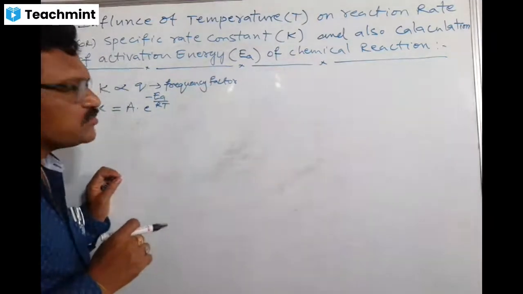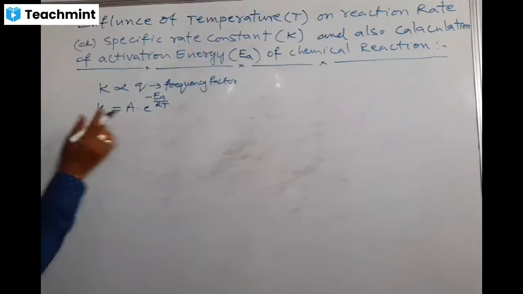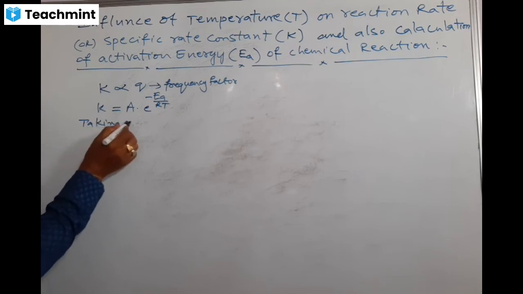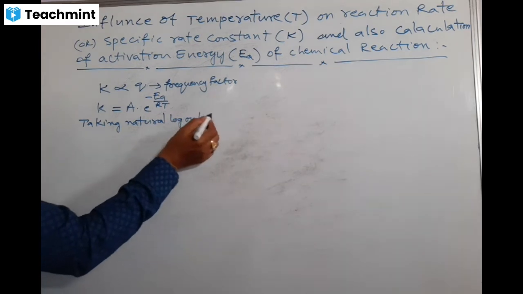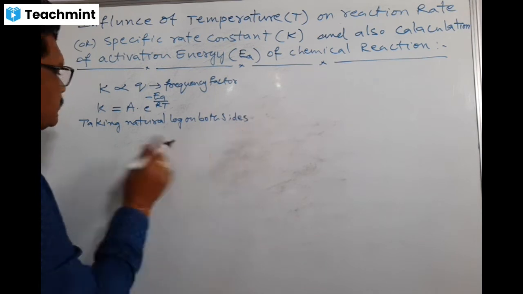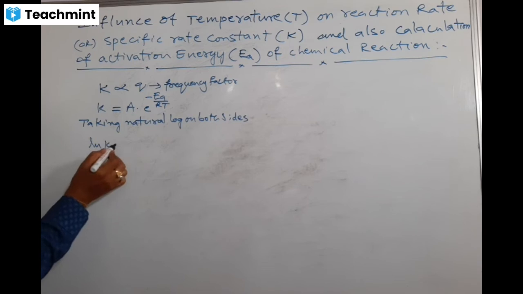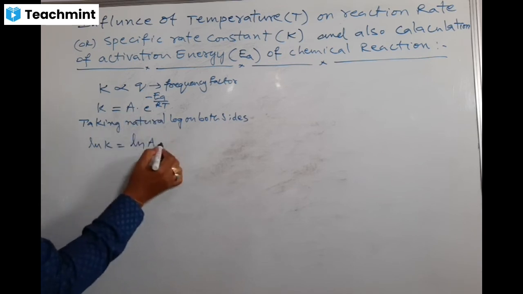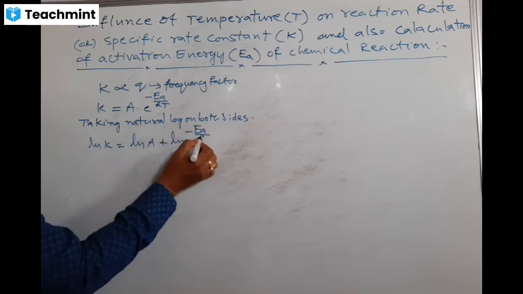Sometimes, of course, it is a thermodynamical relation also. See here, I am taking natural logarithm on both sides. Students, please note down step by step. Taking natural log on both sides, natural log K is equal to natural log of A into e to the power minus Ea by RT. That means natural log A plus natural log of exponential power minus Ea by RT.